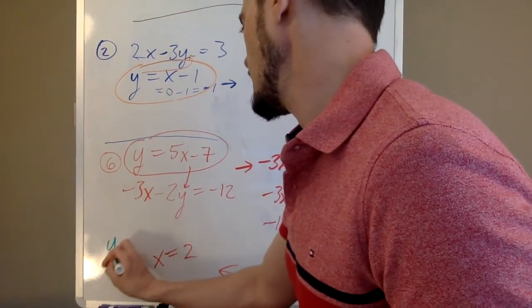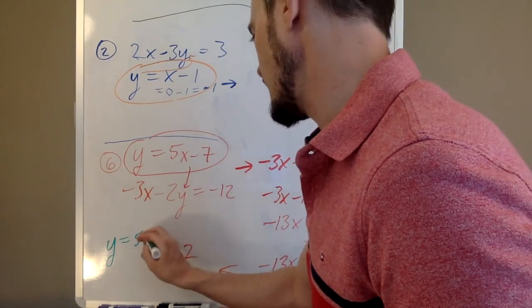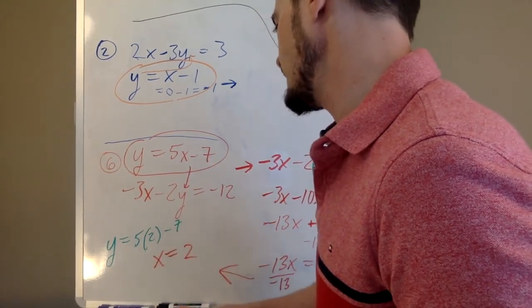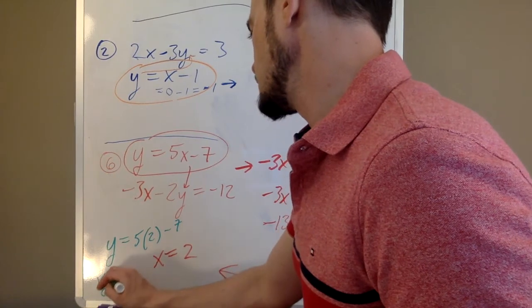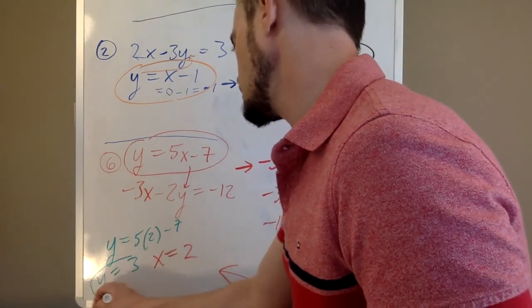So we know that y is, well, I know what x is. So let's not write x. Let's write 2. So it's 5 times 2 minus 7. That means that y is going to be 10 minus 7. Y is going to be 3. Let's circle our answer there.